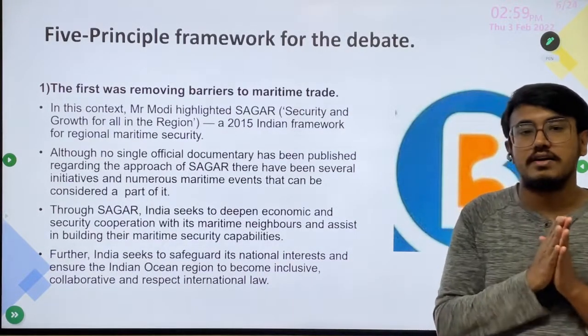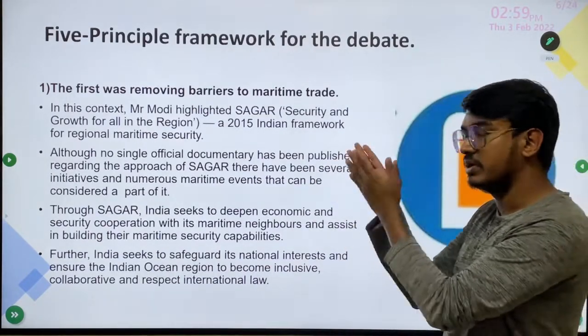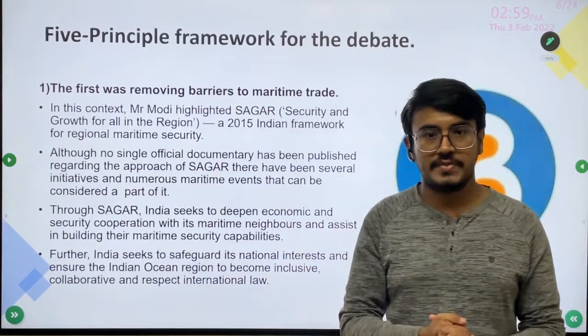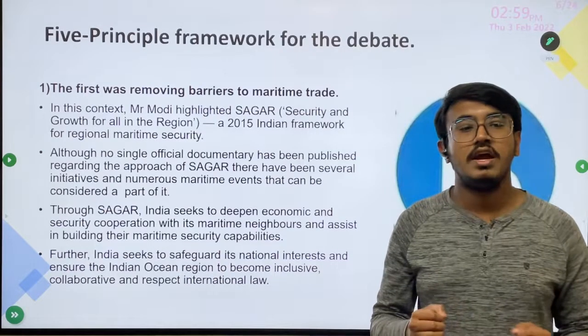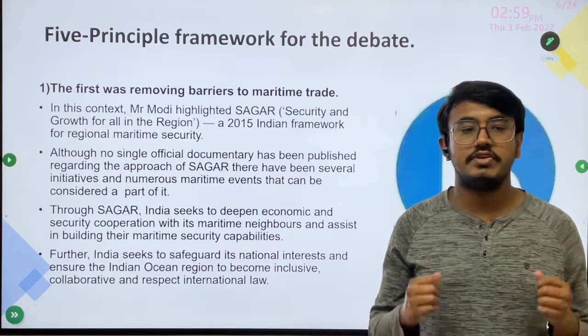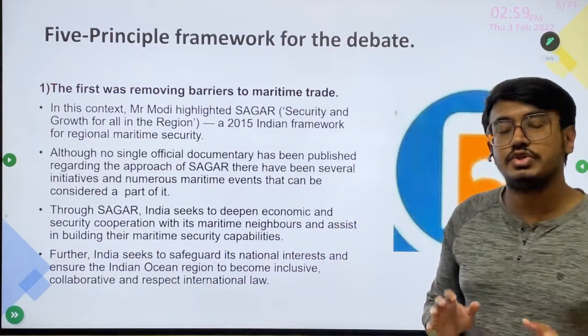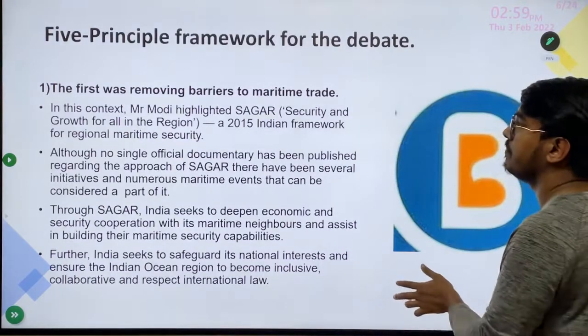So how do you tackle this? What the Indian government has shown is its initiative known as SAGAR, which is Security and Growth for All in the Region. It is a flagship project by the Indian government to promote security and improve cooperation within the Indian Ocean region. The government has used this as an example to showcase its commitment towards improving maritime trade.